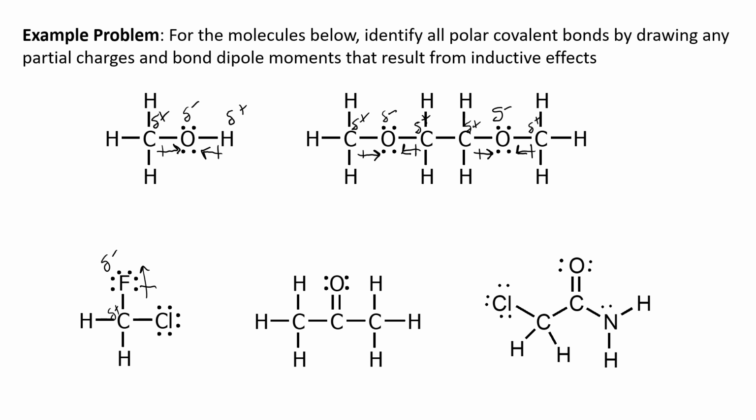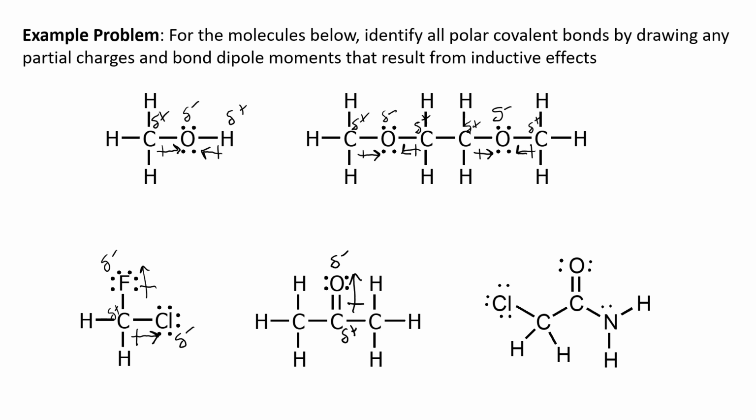And the carbon-chlorine bond is just on the verge of being a polar bond, so we have a delta minus on the more electronegative chlorine, delta plus on the carbon. And we draw our dipole moment pointing towards the chlorine. In the bottom center here, we have one polar covalent bond. That's the carbon-oxygen double bond. We know that carbon and oxygen form polar bonds with the electronegativity difference of 1. So our delta minus goes on the more electronegative oxygen, delta plus goes on the less electronegative carbon, and we draw our dipole moment pointing toward the oxygen.